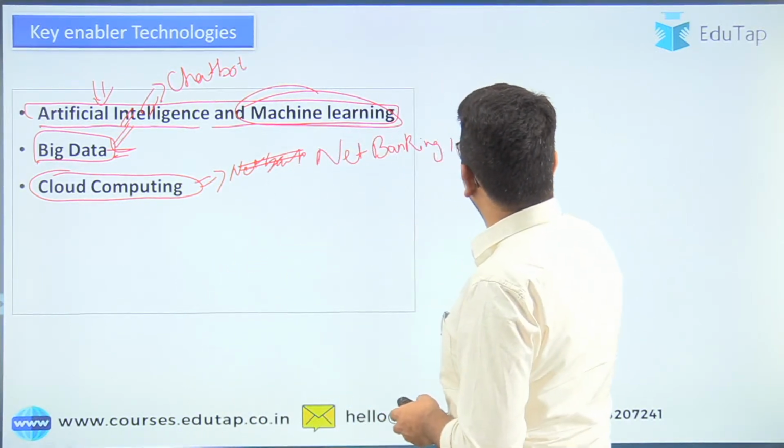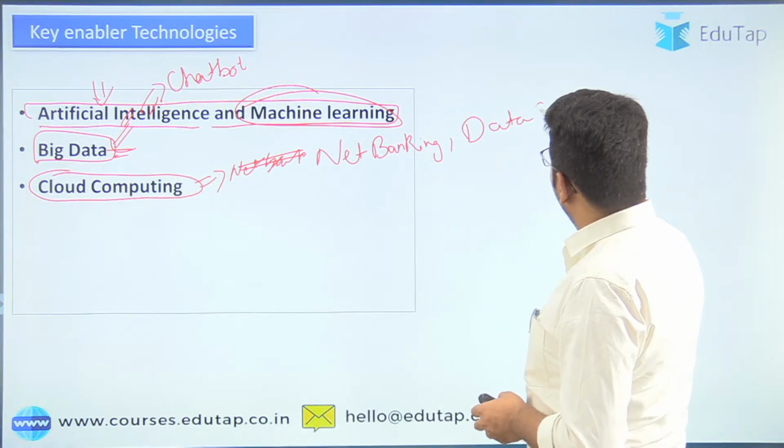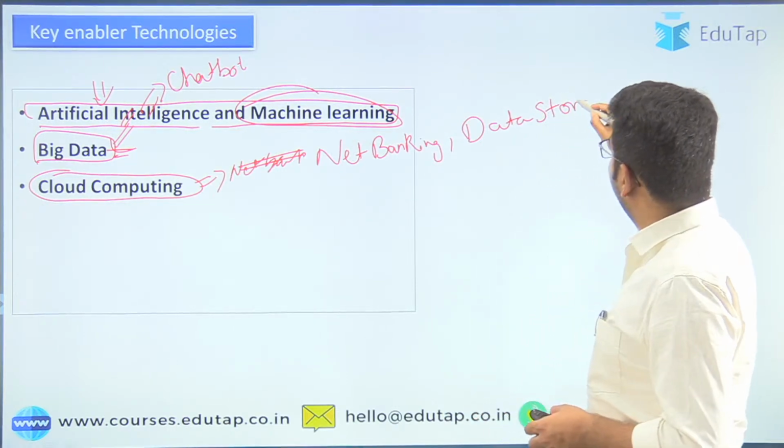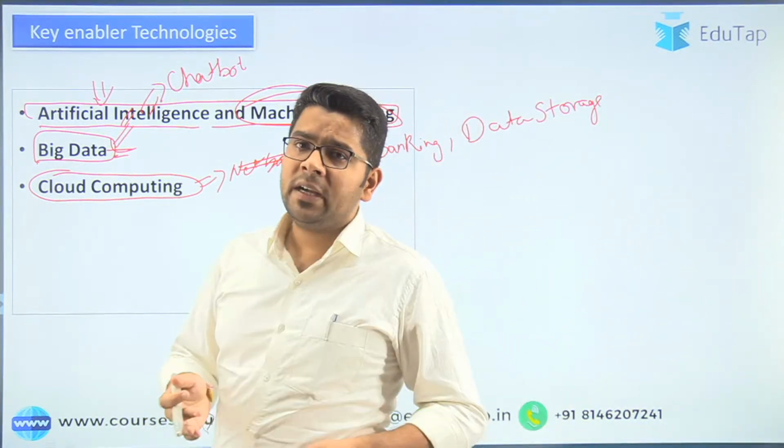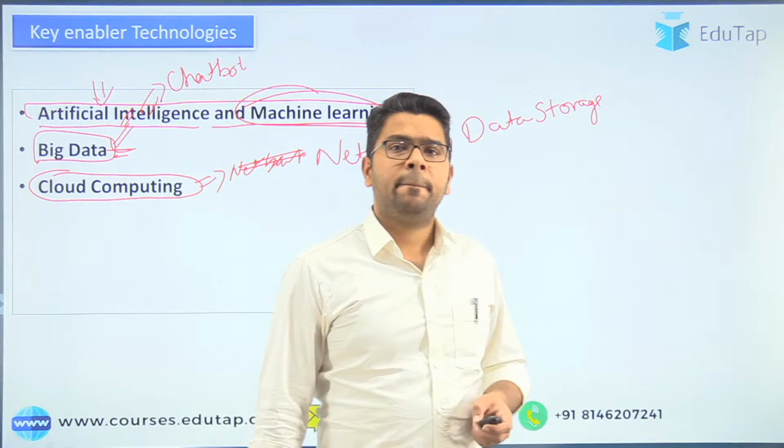Data storage like Google Drive. Okay, so cloud computing is basically the implementation of internet in the financial service sector.